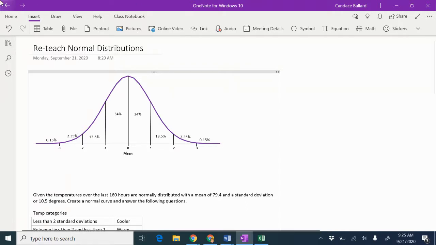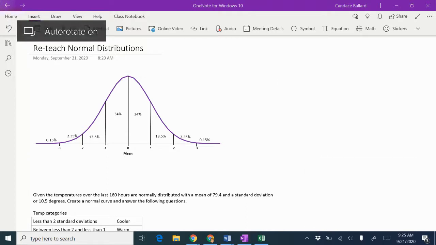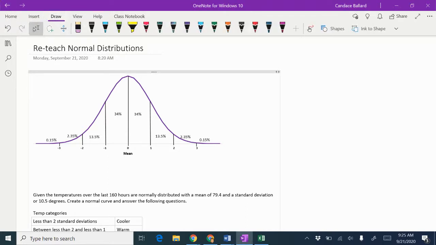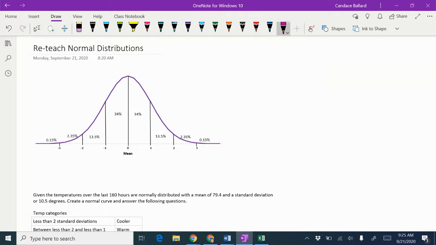The first thing I'm going to do, when I see normally distributed and normal curve, is draw that picture that's right here on the screen. So we've got our picture, and I'm going to go to my draw menu. Whatever value is in the middle, the mean, I'm going to write right here in the middle. So I'm going to write 79.4. And I purposely used ugly values.